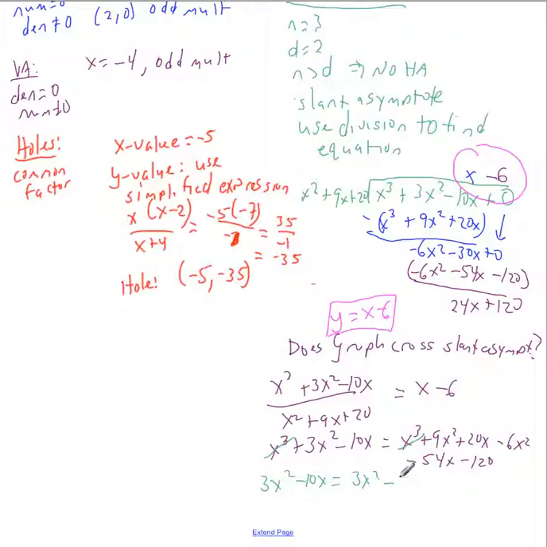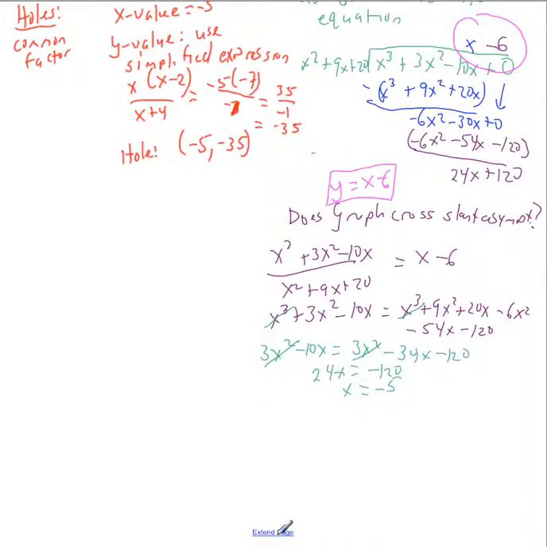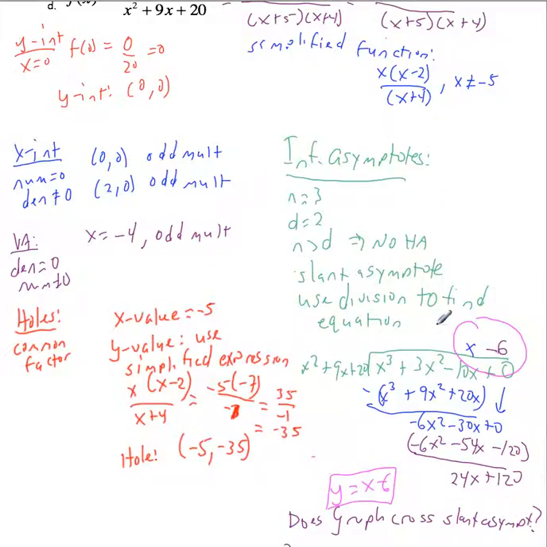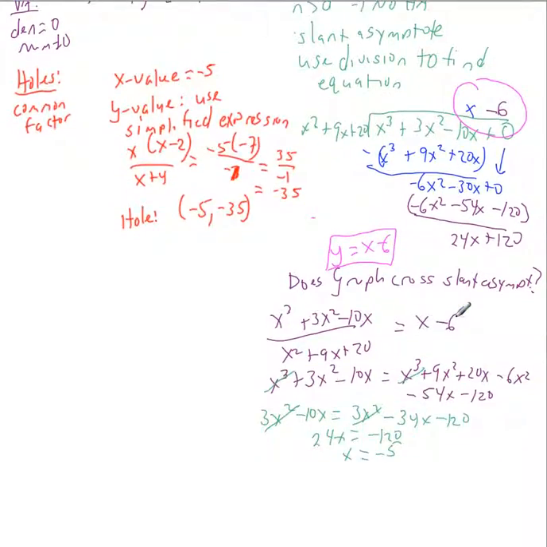Then we have 3x squared minus 10x equals 3x squared minus 34x minus 120. The 3x squared terms cancel out. We can bring the 34x to the other side, so 24x equals negative 120, and we get x equals negative 5. So our graph is going to cross the slant asymptote at x equals negative 5 as long as x equals negative 5 is part of the domain.